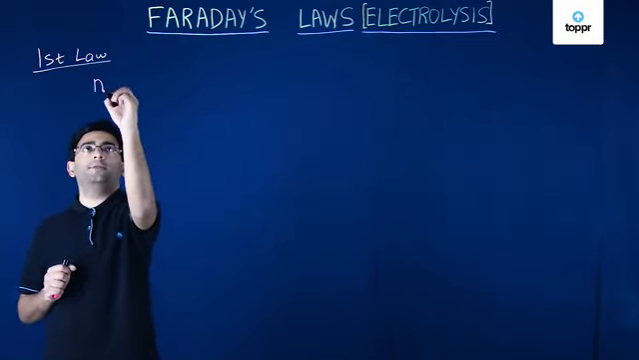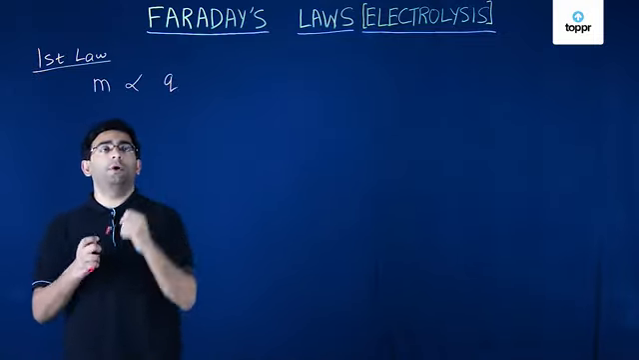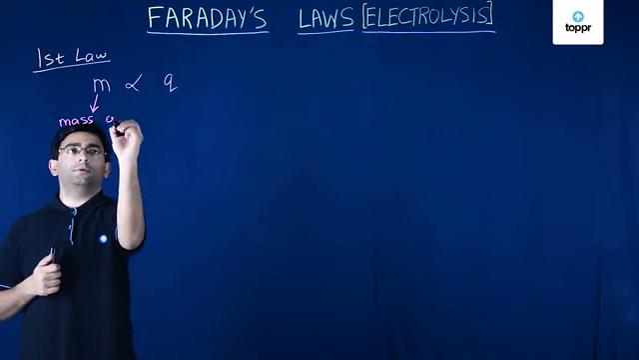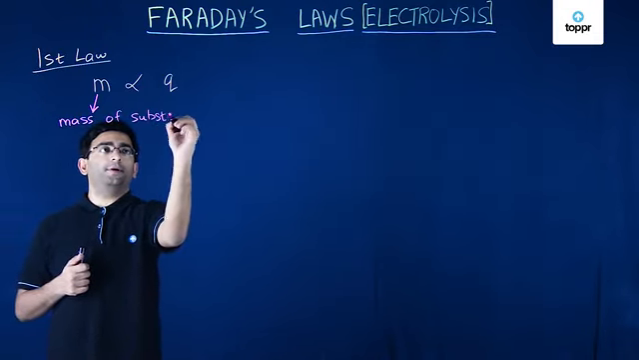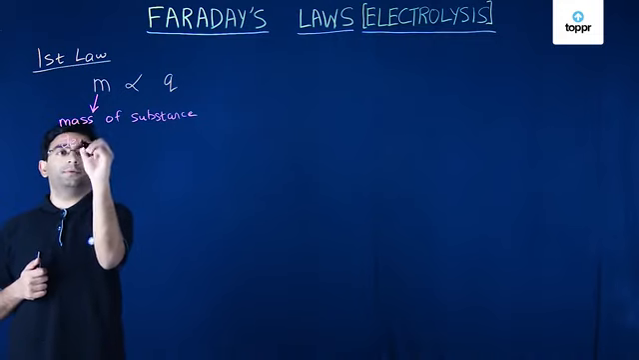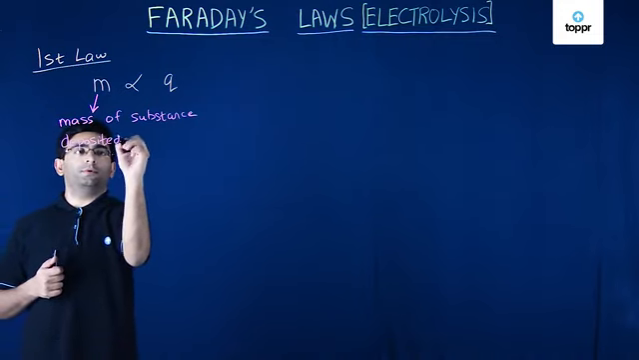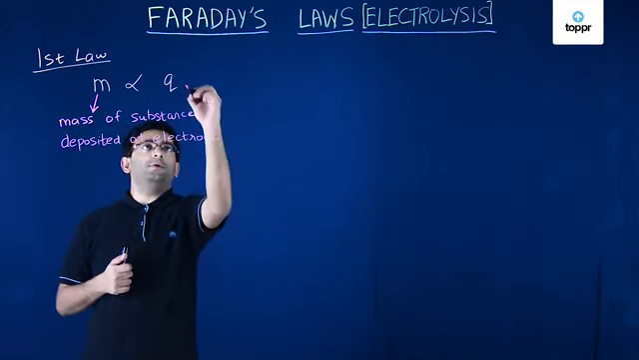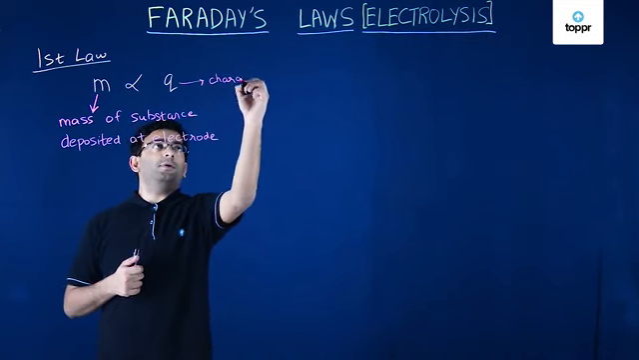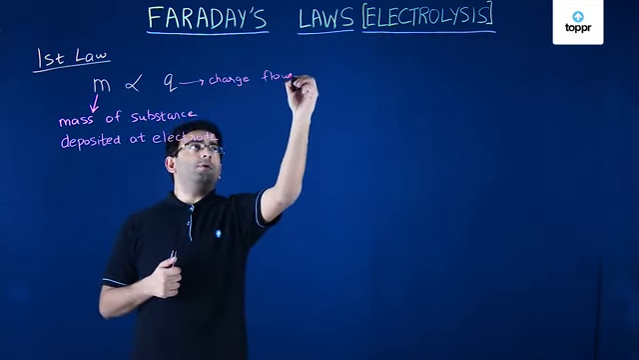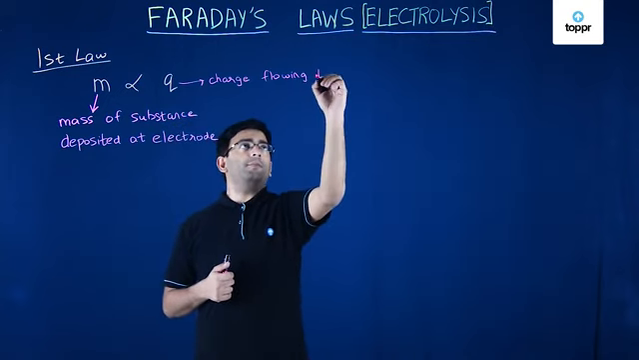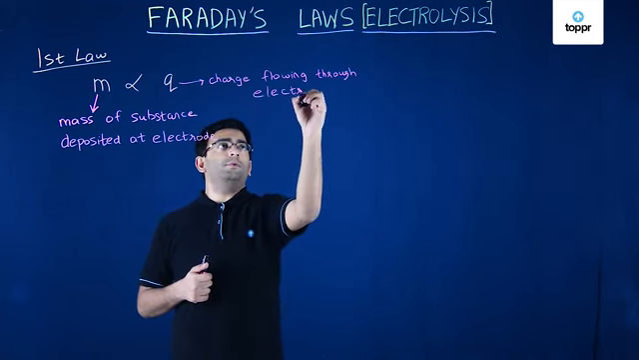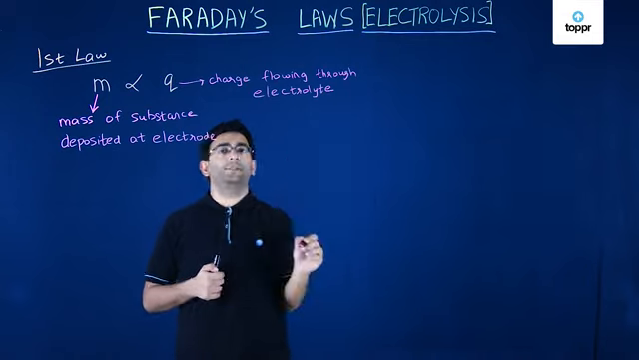So the first law states that M is directly proportional to Q, where M represents the mass of the substance which is deposited at the electrode, and Q represents the charge which is flowing through the electrolyte. So M is directly proportional to Q.